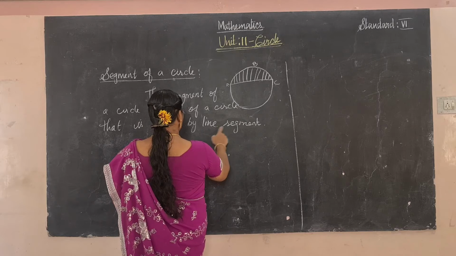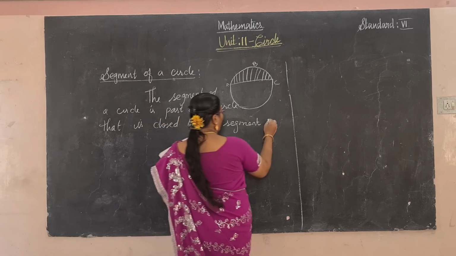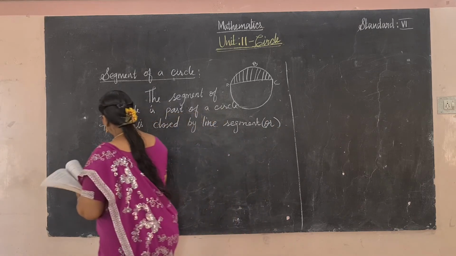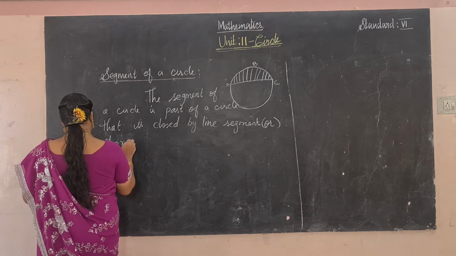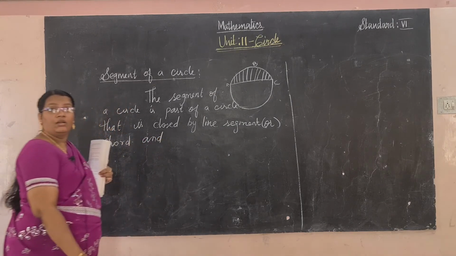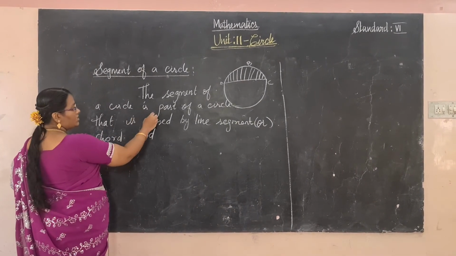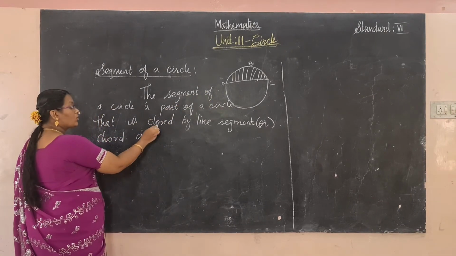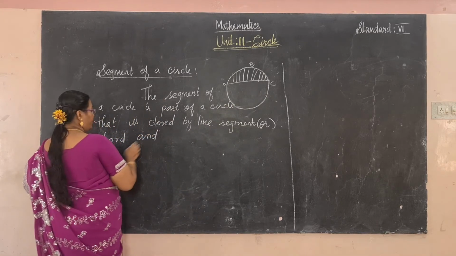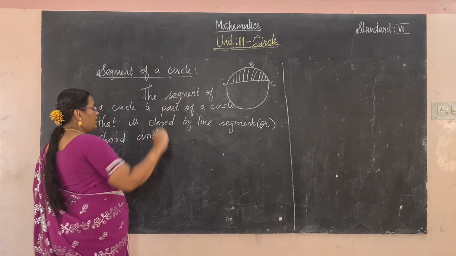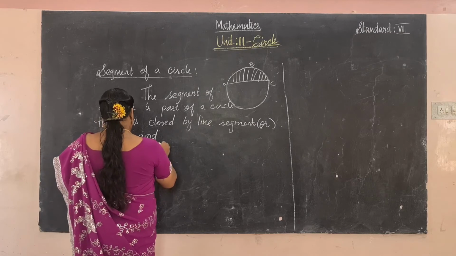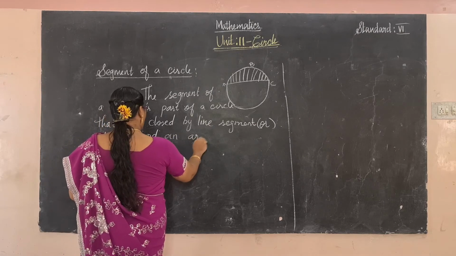So that closed by the line segment, that is the chord. Okay, closed by our chord. And the segment of the circle is a part of the circle that is closed by the line segment. So line segment means we consider the chord. Okay, chord of the circle. The line segment is called the chord. So line segment or chord, both have the same meaning. Okay, and arc of a circle.